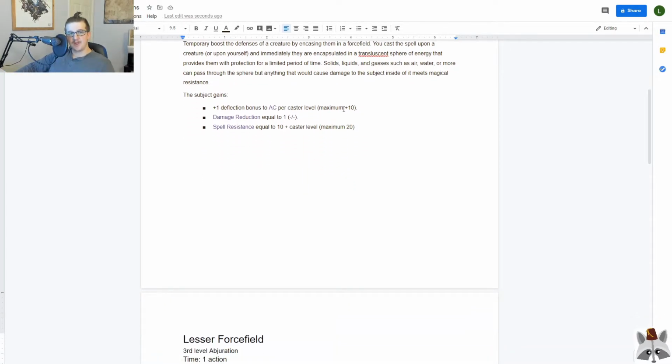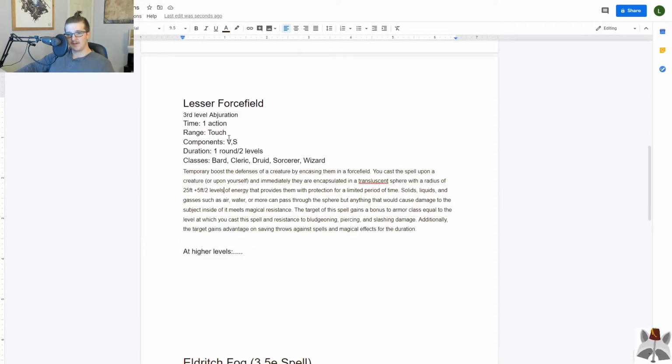So the bonus to AC, obviously equal to your caster level. That would be insane, getting +10 to AC as a 3rd level spell. So instead what I did was I wrote it as whatever level you cast it at, that way it scales up. So if you cast this at 5th level, you can proceed to get +5 to armor class. But it's only going to last for 2 rounds. So it's a give and take.